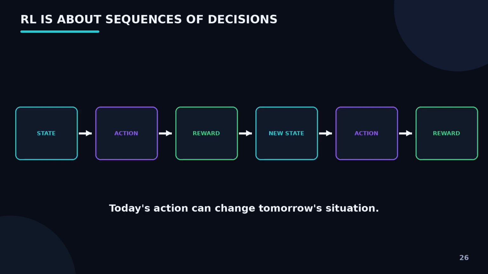There is another important difference. In many supervised learning problems, we are primarily concerned with predicting the correct output for an input. Reinforcement learning is about making a sequence of decisions. Today's action can influence tomorrow's situation. For example, in a game, taking a small reward now may put you in a terrible position later. So the agent needs to learn not just immediate rewards, but long term consequences.